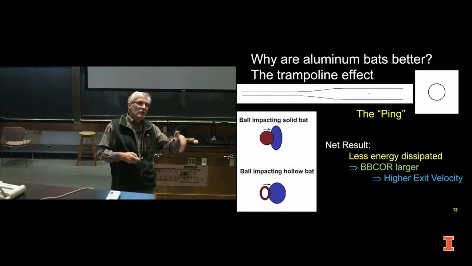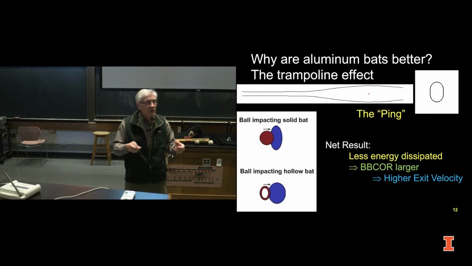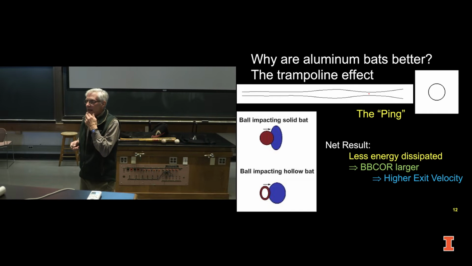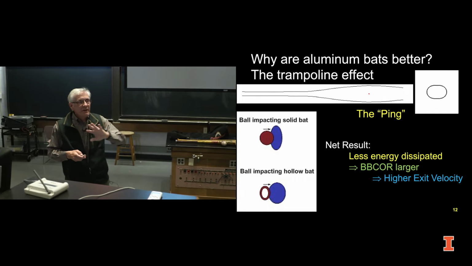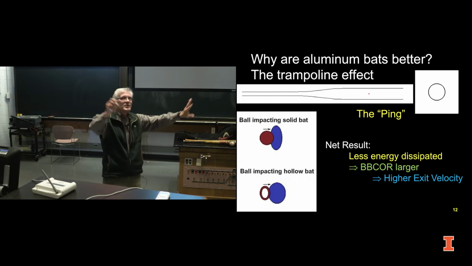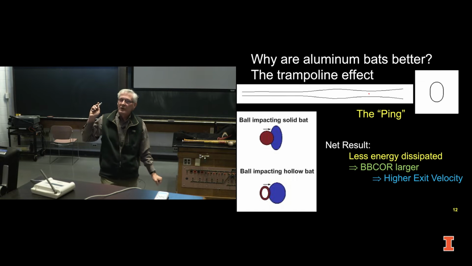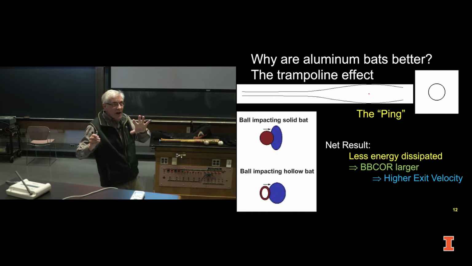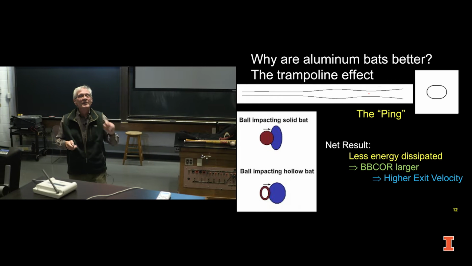And left unregulated, aluminum bats, and now they're using composite materials. Again, they're still hollow, so you still have the same effect. Left unregulated, they would vastly outperform wood bats, okay? It's not even close. But they are regulated. Yes, question?